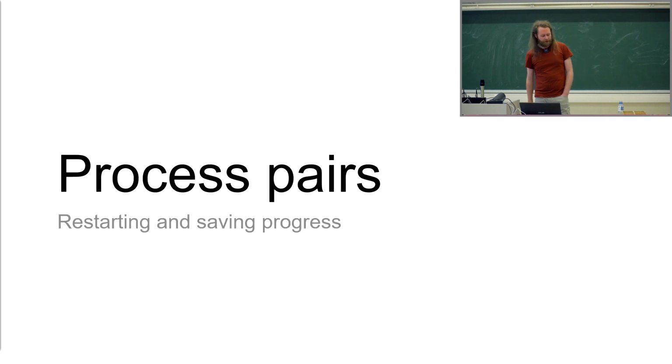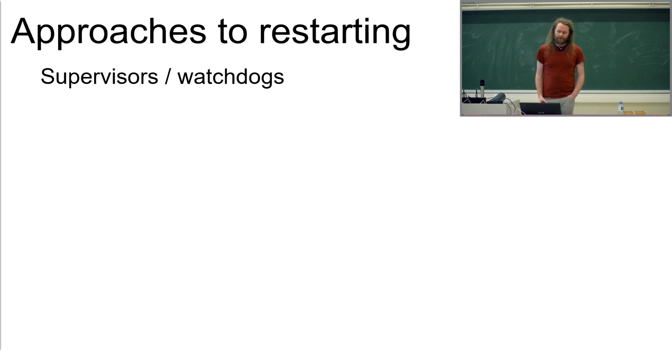So after we've killed the program, we need some way to restart it. This is where the process pairs come in, as one of two possible approaches to restarting the program. The first approach that we're not going to talk about in great detail here is the supervisor. This is kind of the conjugate to process pairs.